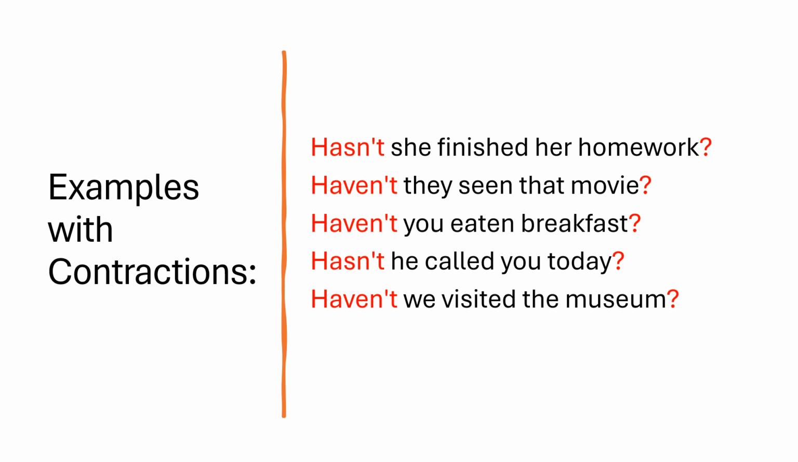Examples with contractions. Hasn't she finished her homework? Haven't they seen that movie? Haven't you eaten breakfast? Hasn't he called you today? Haven't we visited the museum?